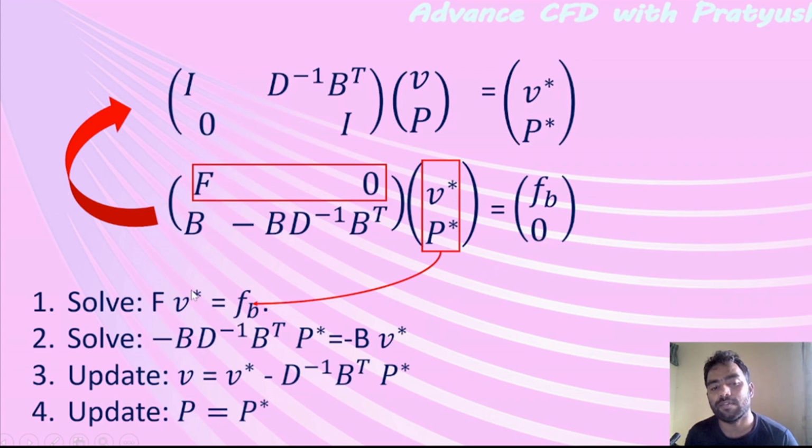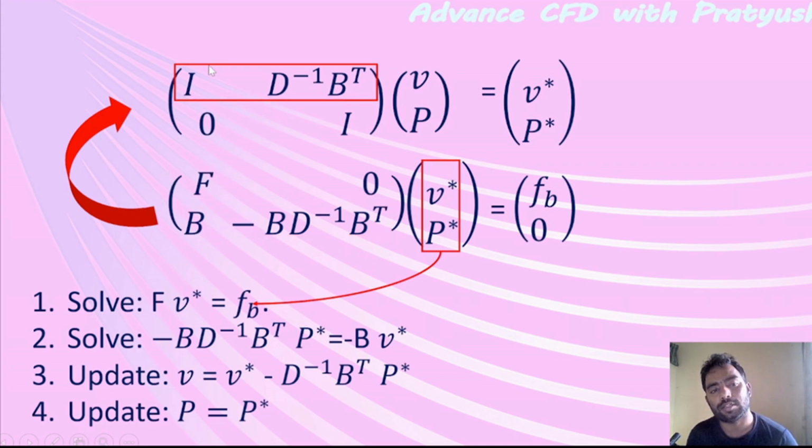Now when we find V star, using this V star we will find the P star value. From the second row, we will find the pressure value. So we will update the pressure using this V star, which we found in the first step. First we solve the momentum equation, then we find this P star using this V star.